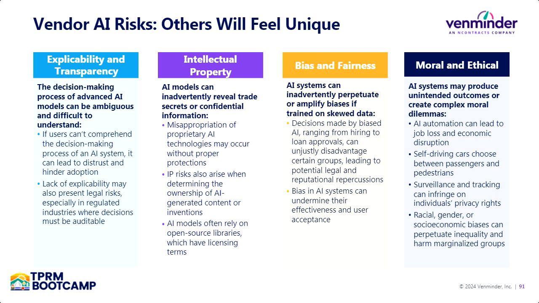Now, the big one that everyone likes to talk about is the moral and ethical considerations of AI, right? Sometimes AI systems might have unintended outcomes, and these outcomes can create really moral and ethical situations. So one might be, we use AI automation and it leads to a lot of job loss or economic disruption. What about a self-driving car that has to choose between the safety of the passenger and a pedestrian? Surveillance issues are a big one. And then, of course, those racial, gender, or socioeconomic biases can really potentially harm marginalized groups.